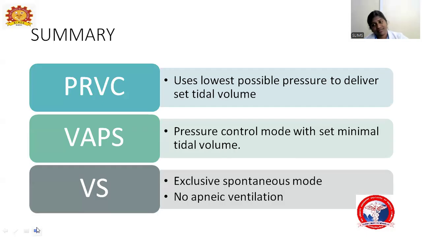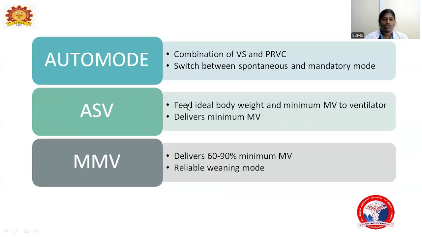Just to summarize, we'll see a point about each ventilator setting. PRVC uses the lowest possible pressure to deliver the set tidal volume, and volume assured pressure support uses pressure control mode with a set minimal tidal volume. Volume support is an exclusively spontaneous mode with no apneic ventilation. Auto mode is a combination of volume support and PRVC, switching between spontaneous and mandatory.